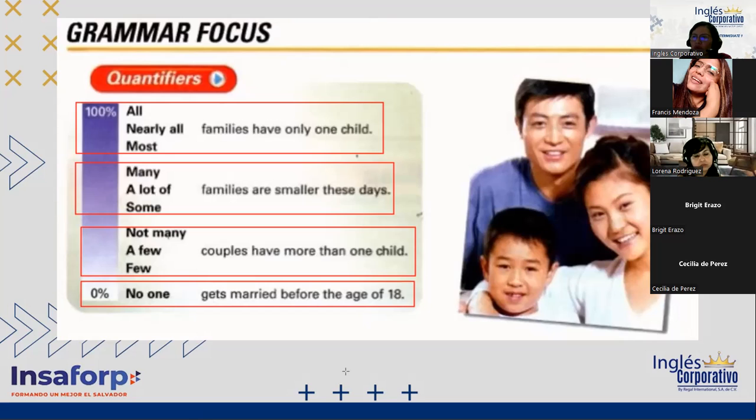And then we have also the not many, a few, and few. Ese es el tercer grupito en el que hablamos de, pues, pocos elementos. Not many couples, no muchas. A few, unas pocas. Few, pocas. Not many couples have more than one child, or a few couples have more than one child. So those are the ones that we have.